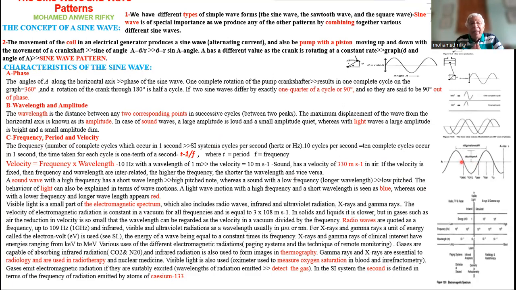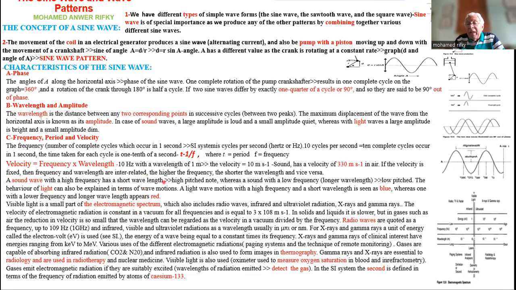So the period will be 1/10 of a second. You see, it will take 1/10 of the second. So whenever I multiply both of them, we get the velocity. Suppose the wavelength is 1 meter and the frequency is 10 hertz. Multiplying both of them will create the velocity. It will be 1/10 second in 1 meter.